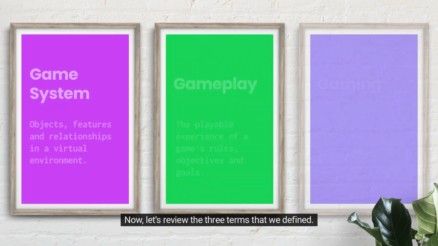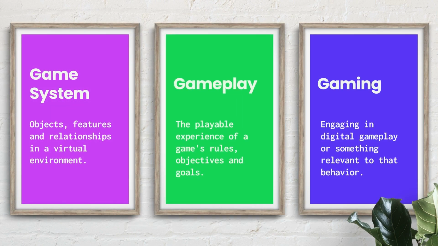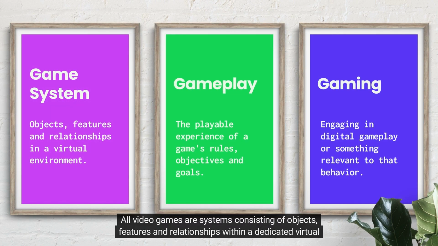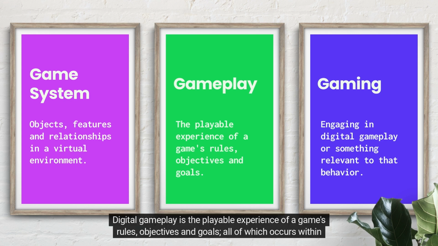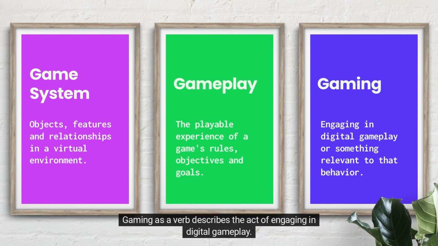Now, let's review the three terms that we defined. All video games are systems consisting of objects, features, and relationships within a dedicated virtual environment. Digital gameplay is the playable experience of a game's rules, objectives, and goals, all of which occurs within a game system. Gaming as a verb describes the act of engaging in digital gameplay. However, as a noun, it is a person, place, or thing relevant to digital gameplay.